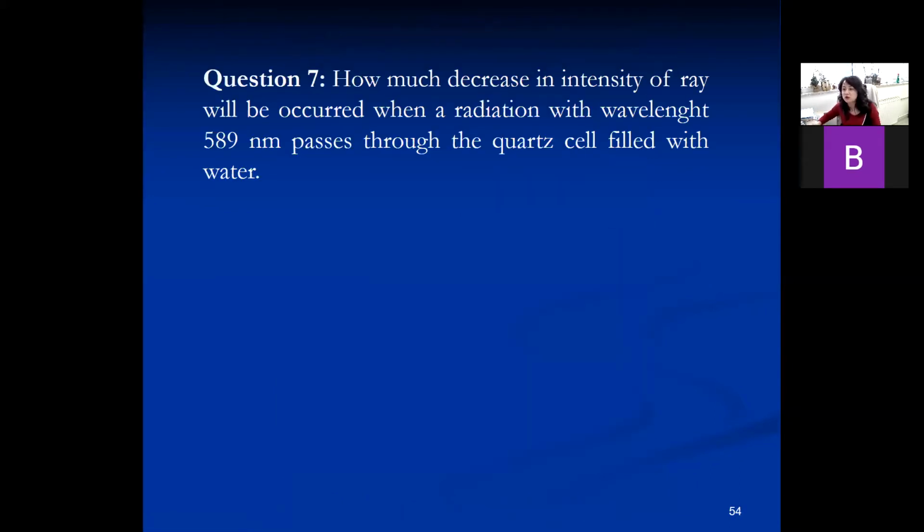And let's look at question 7. Up to now, we have seen 6 questions. This is the 7th one. Let's look at the question. How much decrease in intensity of the ray will occur when radiation with a wavelength of 589 nanometers passes through a quartz cell filled with water?